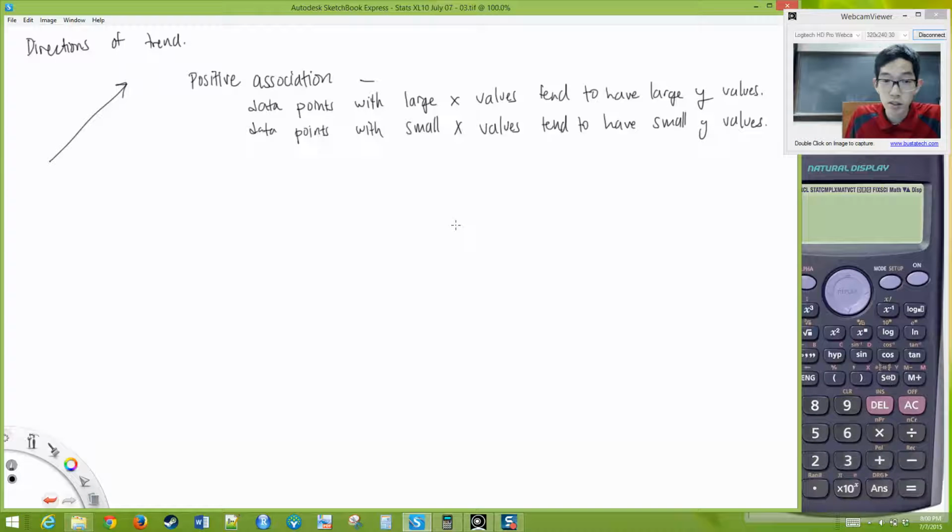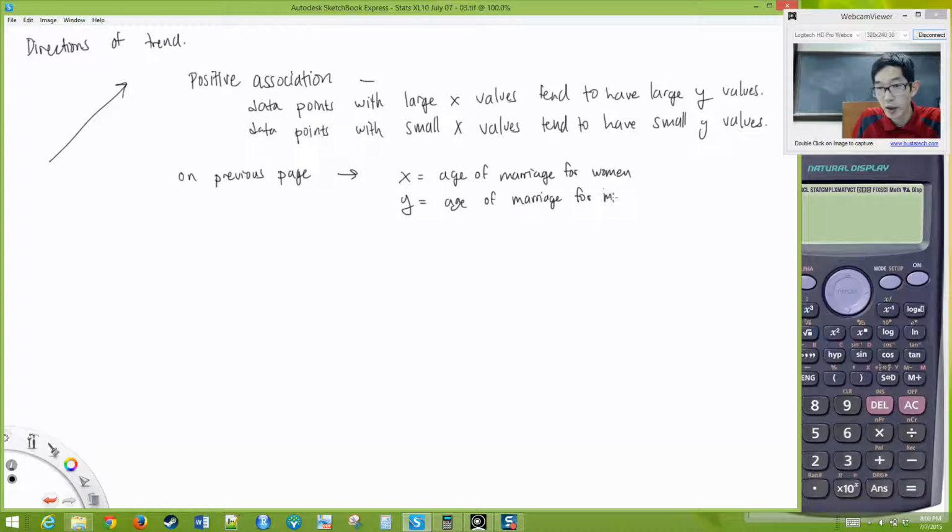Whoops, did I say small x values? Yeah, no, that's correct. Okay, so in the previous page, we can say X was age of marriage for women, and Y was age of marriage for men.